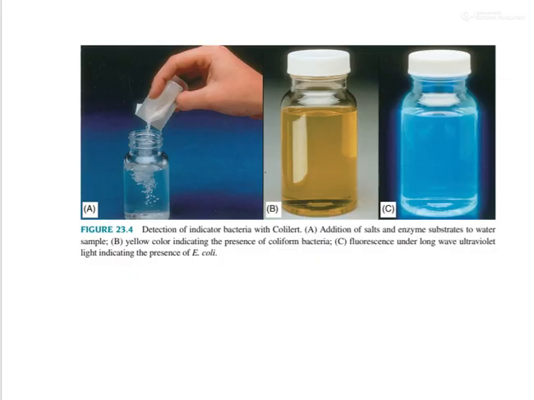and find out the number of colonies. Now the other method of detecting indicator organisms is a colilert test, that is the addition of salts and enzyme substrates to the water sample, and if there is a yellow color, it indicates the presence of coliform bacteria, and fluorescence under long wave ultraviolet light also indicates the presence of E. coli. So these are some of the tests which we can use for E. coli.